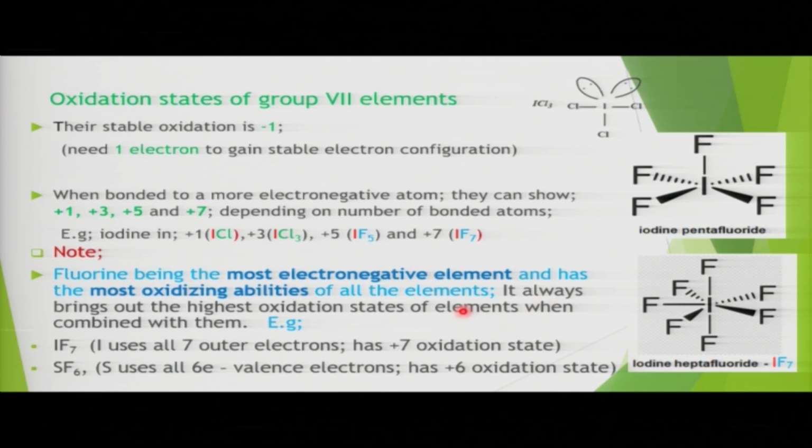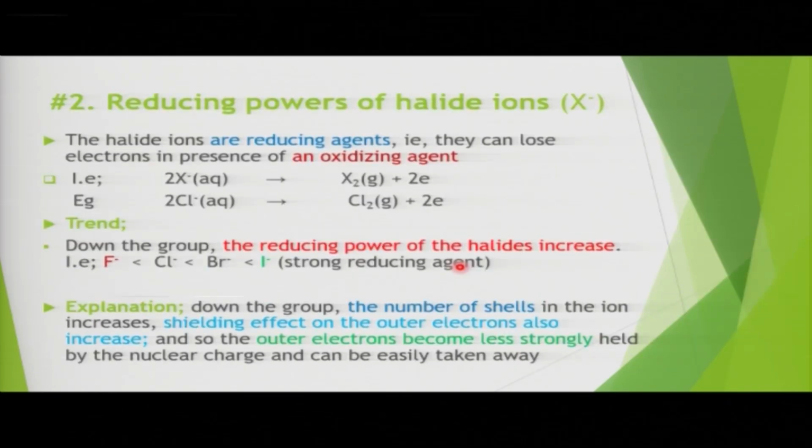Due to the high electronegativity of fluorine, whenever it bonds, it makes the bonded atom exhibit the highest oxidation state, like sulfur here, and iodine, as you see. So that is it with oxidizing power. Let's now look at the reducing powers of the halides.